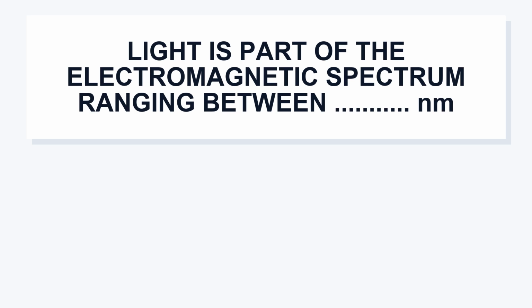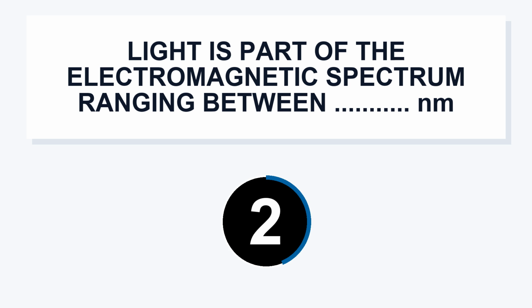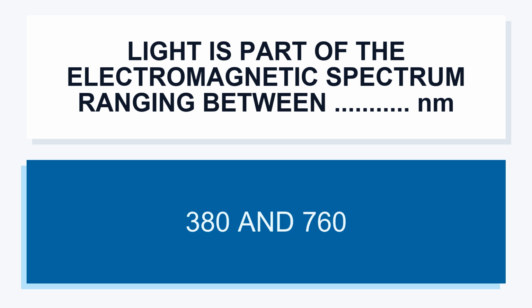Light is part of the electromagnetic spectrum ranging between 380 and 760 nm. Abnormal sensitivity to light.